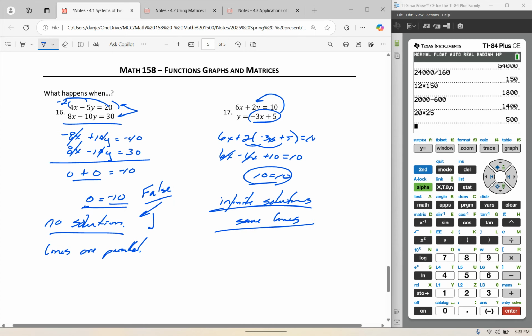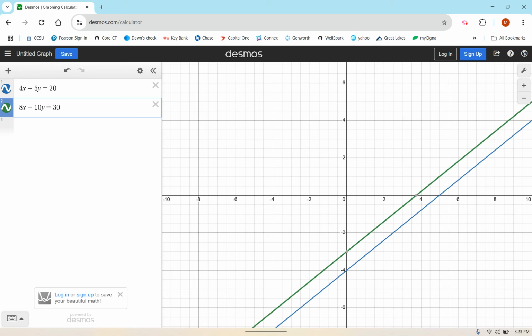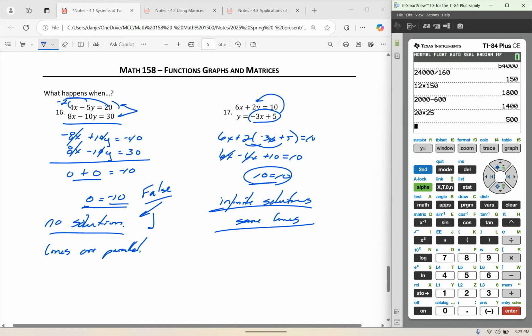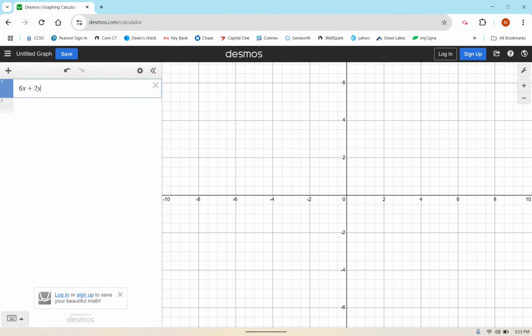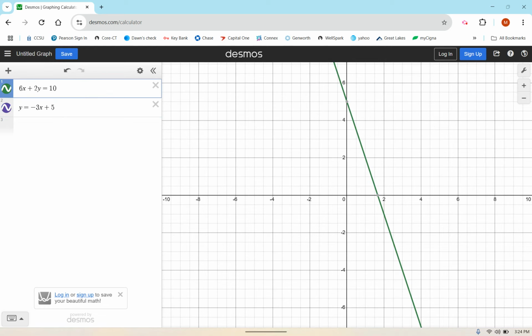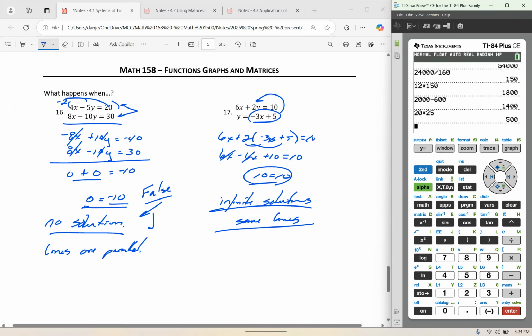That says same lines. So 6x, let's go back to Desmos and go back to the top equation. 6x plus 2y equals 10. And the second equation is y equals negative 3x plus 5. Notice the green line and the blue line are the same line. That's why there are infinite solutions.